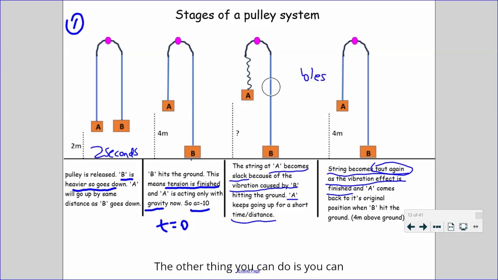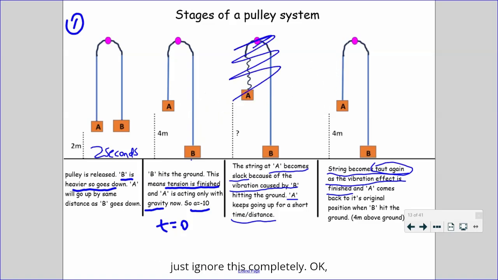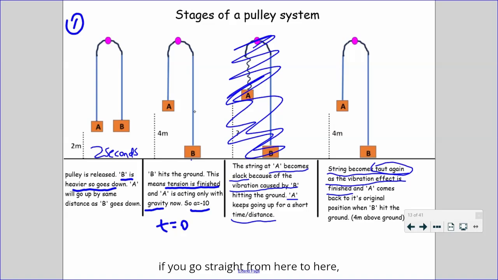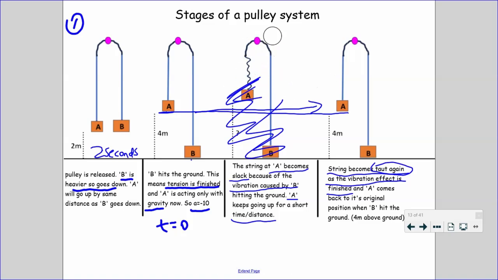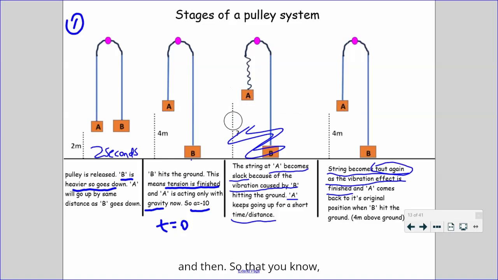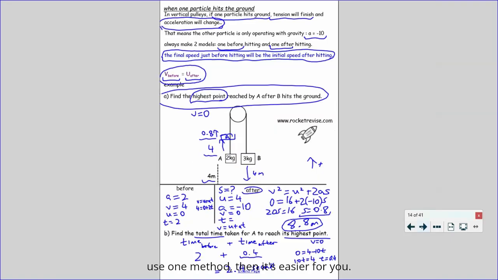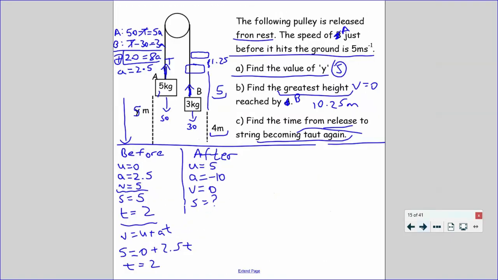Okay. The other thing you can do is you can just ignore this completely. Okay. If you go straight from here to here, S is 0, right? Because the position is the same. Remember, same position. It hasn't actually moved up or down. So you can take S equals 0 and calculate it directly. Now I will show you both methods, so that you know if there is a question where you can only use one method, then it's easier for you. Okay.